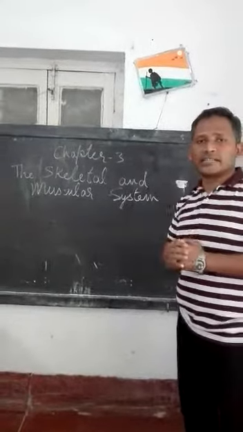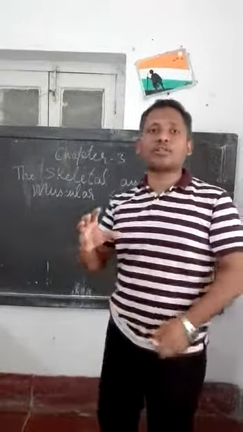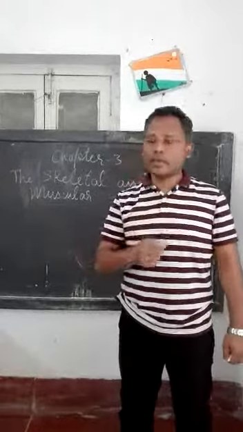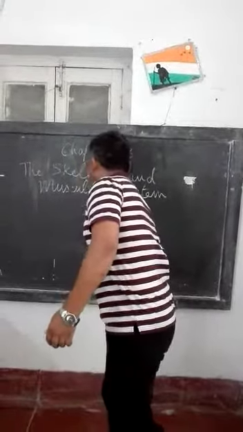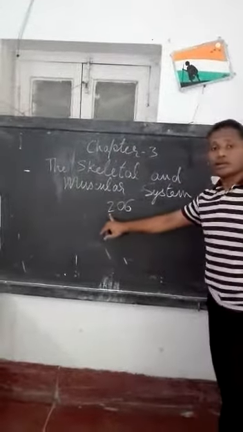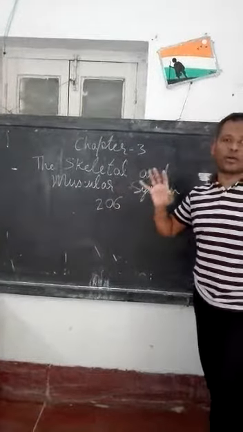What is the skeletal system? The skeletal system involves all the bones in our body. Now we know that there are 206 bones in a human body. How many bones are there? There are 206 bones in the human body.